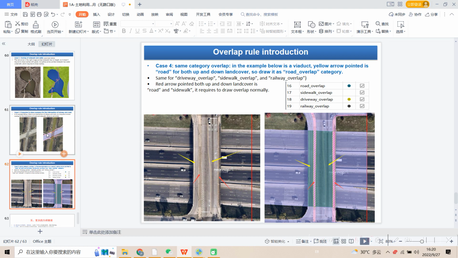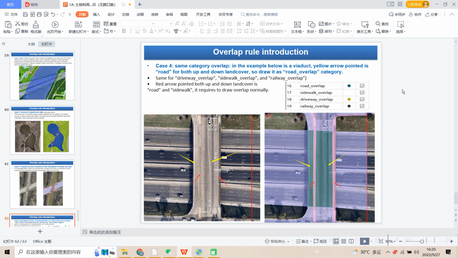And lastly, about the overlap rule, there is the same category overlap. In this example below, it's a viaduct. The yellow arrow pointed is the road for both up and down land cover. So it's the same category, and in this example we just need to draw it as road overlap. We don't need to mark it as overpass. We just need to cut this part out and draw it as a road overlap category.